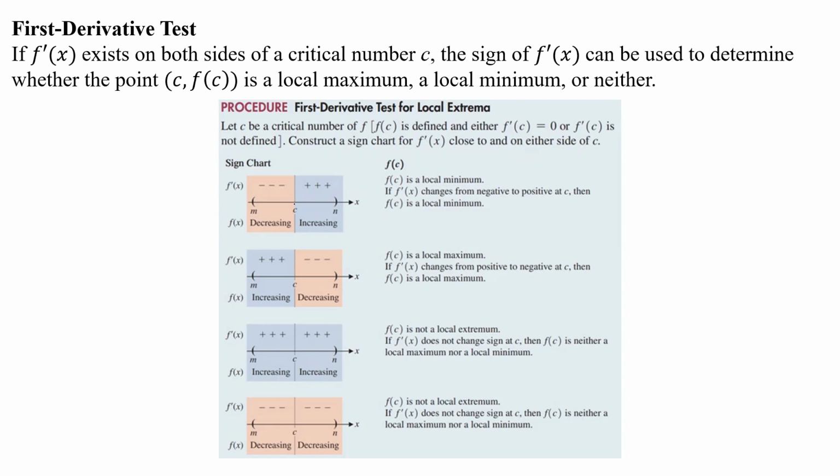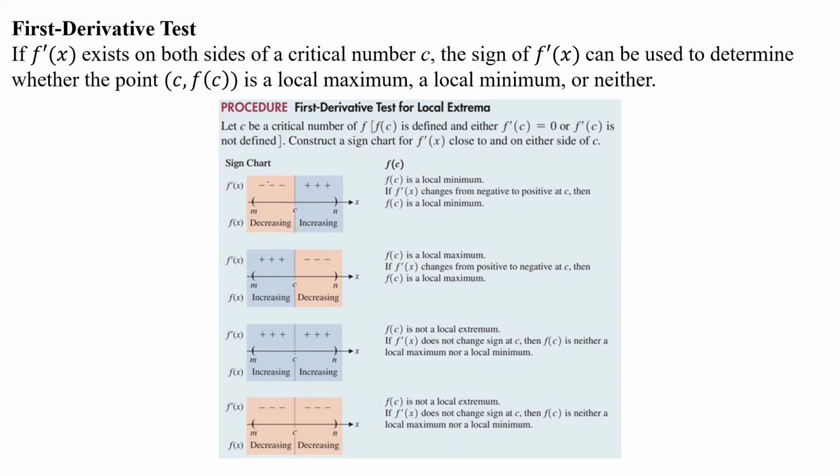So here is our testing. The first derivative test for local extrema. Let c be a critical number. f of c is defined, and either f prime of c equals 0 or f prime of c is not defined. So it's going to be one of those two. And we're going to construct a sign chart for f prime of x close to, on either side of, c. Okay, so c is going to be that point where we have something happening or changing.